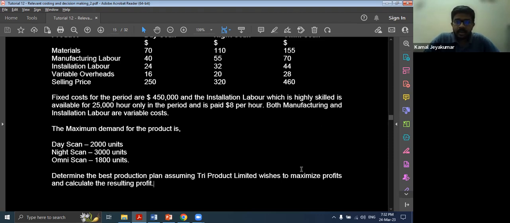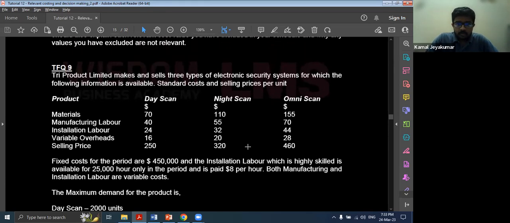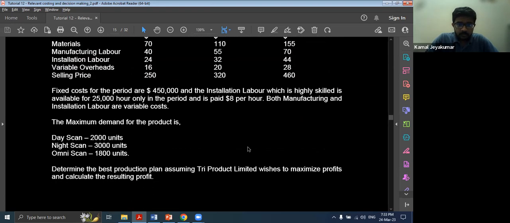Now let's try to calculate. They have told us the installation labor available is only 25,000 hours. How many hours of installation labor do we need? That is something we have to calculate and see. They have given per unit how much we need. Right, so let's take a look at that.